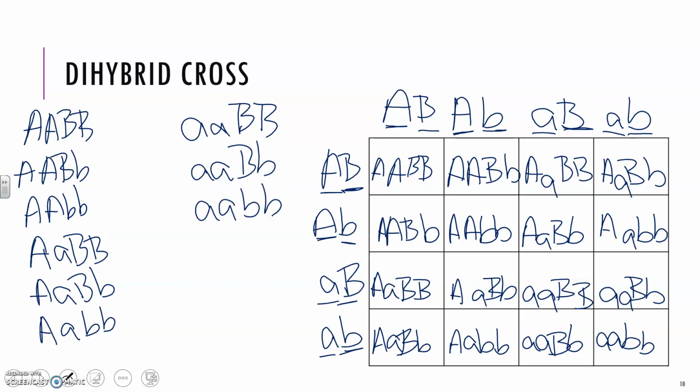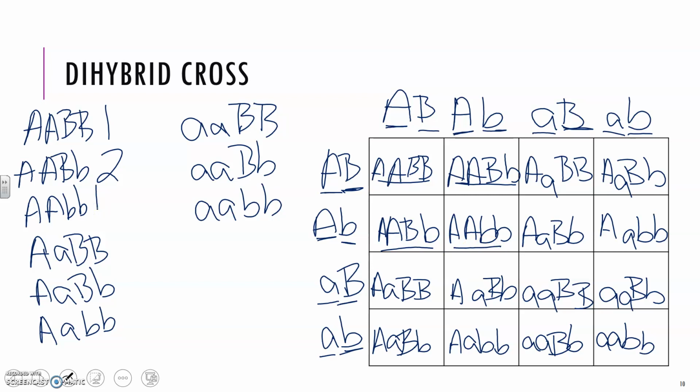Now let's go through and tally up the number of each genotype we have. Capital A capital A, capital B capital B is homozygous dominant in both A and B. We have one right here, and that is our only one, so we just have one. Now, homozygous dominant in A, heterozygous in B: we have one here and one here, so that's two. Now, homozygous dominant in A, homozygous recessive in B: we have one right there.